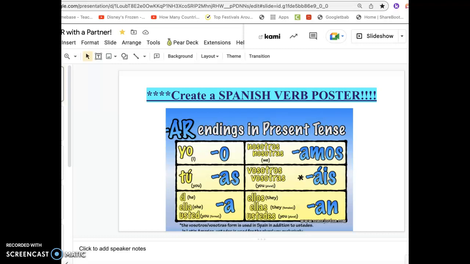All right, chicos, chicas, we're looking at a poster project for Spanish verbs, AR verbs, and then maybe choosing one of the irregular verbs like tener, ser, estar, or ir, for example. So we'll just kind of peruse these slides here. Again, just our standard AR verb chart, o, as, a, amos, áis, an.